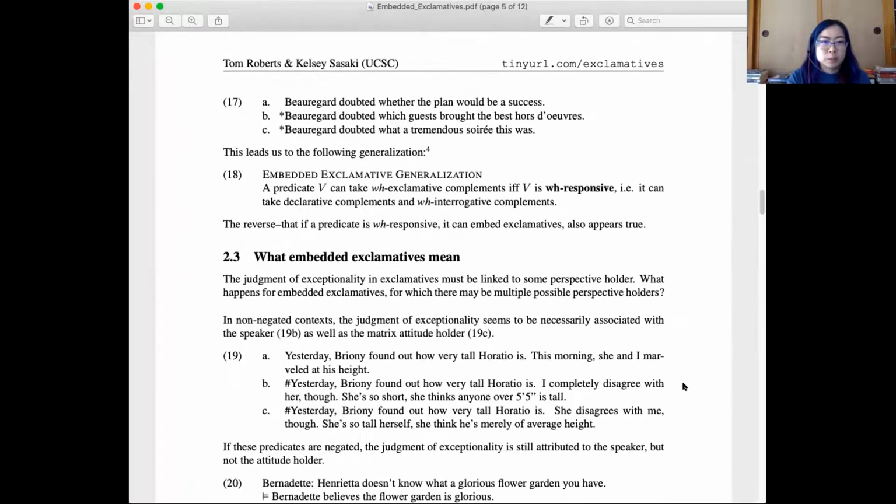So this brings us to the generalization in 18 again, which is that a predicate can take WH exclamative complements if and only if it is WH responsive, that is, it can take both declarative and WH interrogative complements. And we'll note that the reverse, that if a predicate is WH responsive, it can embed exclamatives, also seems to be true.